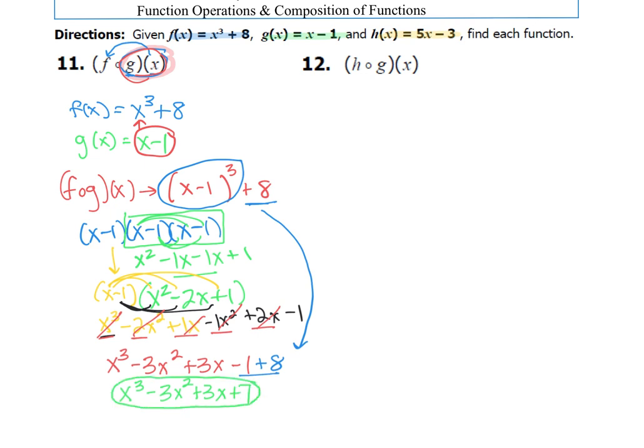Okay, and that would be f of g of x. We put the g equation inside the f. So the second one goes inside the first. Now let's look at what we have on number 12. It reads h of g of x.